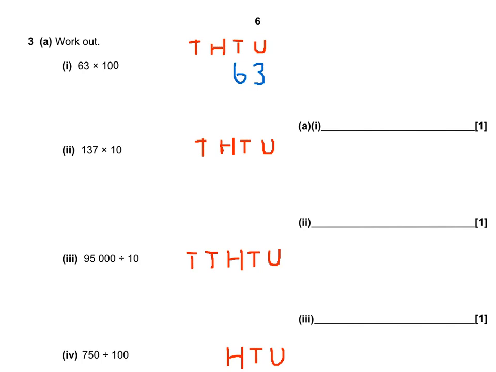So this 6 is now going to go 2 places to the left, so it will appear in the thousands column. And this 3 is going to go 2 places to the left, so it will now be in the hundreds. I've got 2 gaps here in the tens and the units column that I can then fill in with zeros. So 63 times 100 must be 6,300.